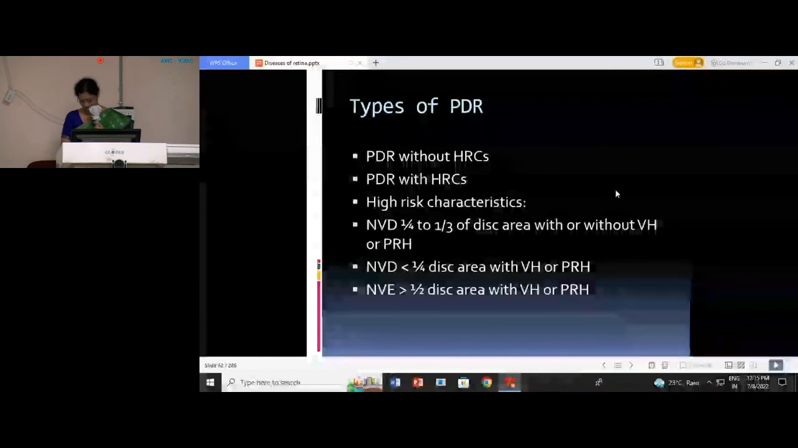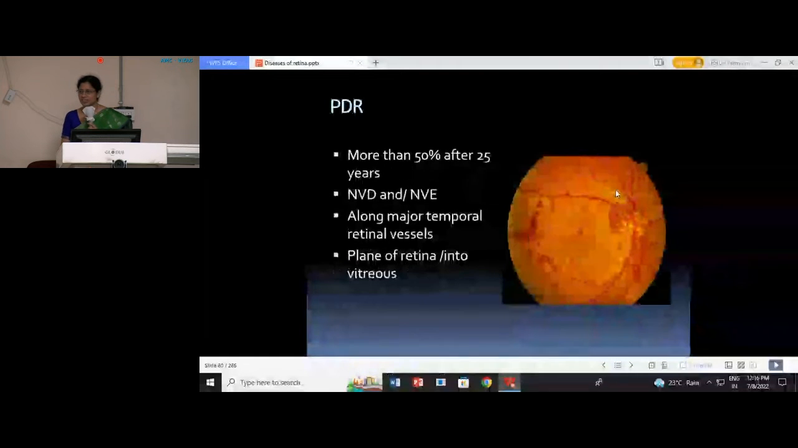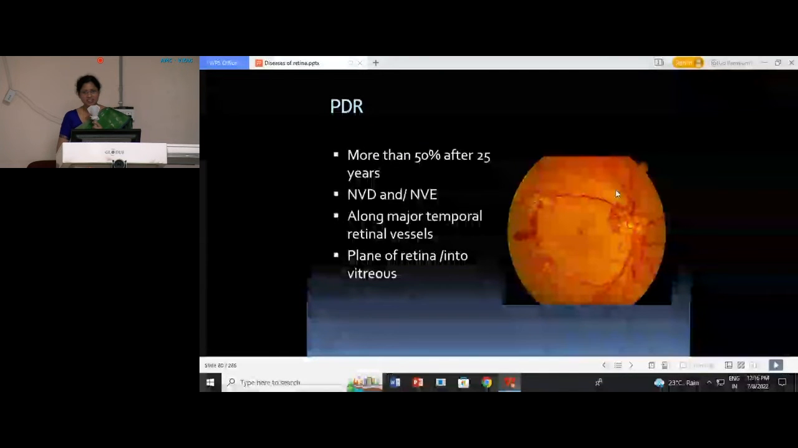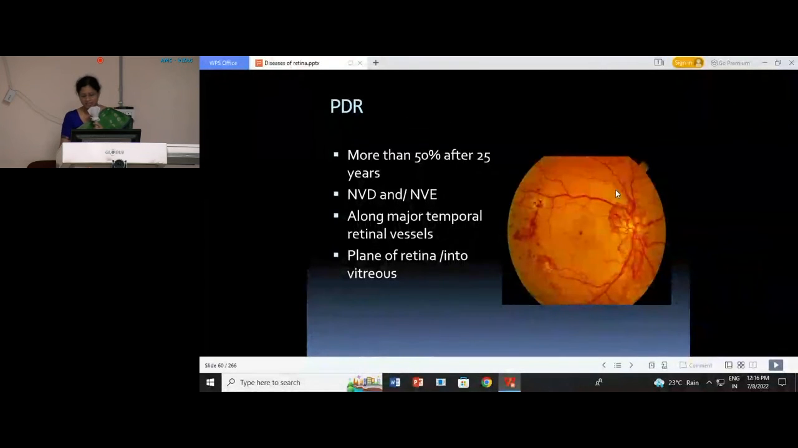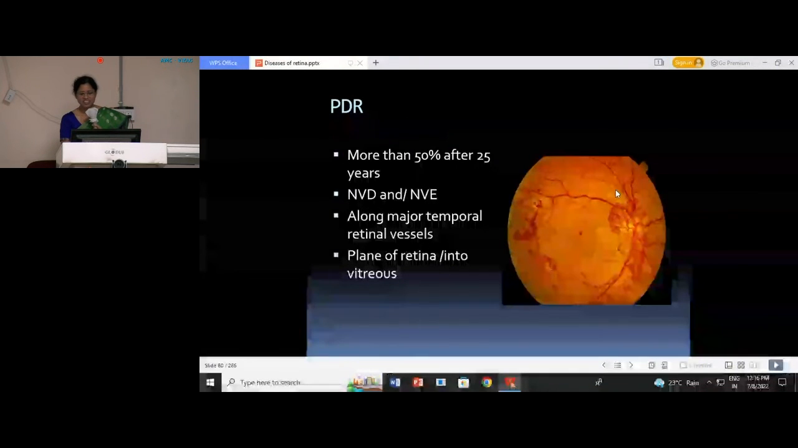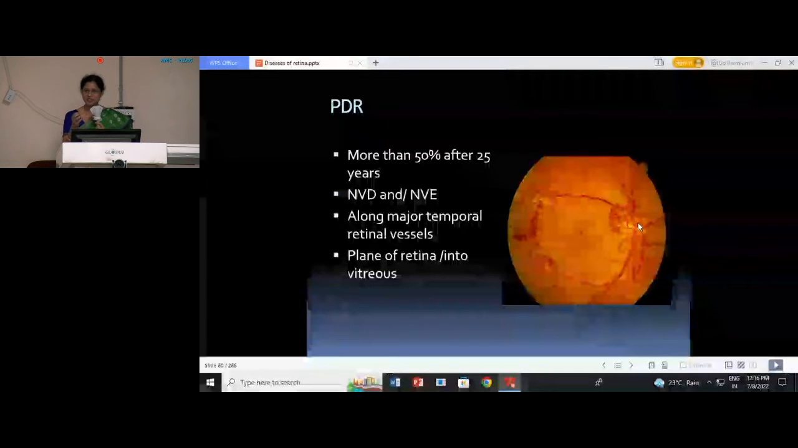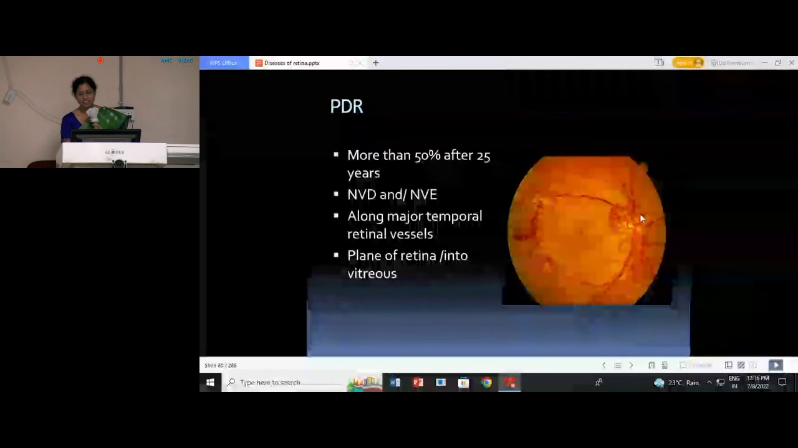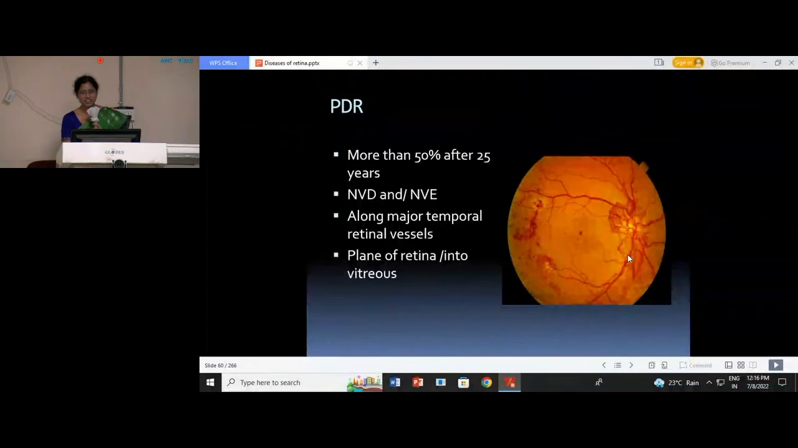When we see this, is it with high risk characters or without high risk characters? NVD more than 1/4 to 1/3 disc area. Disc area means the size of the disc is one disc area. Here there is the optic disc. So the size of the optic disc is the one disc area. It's more than one disc area. Definitely it is PDR with high risk characters.